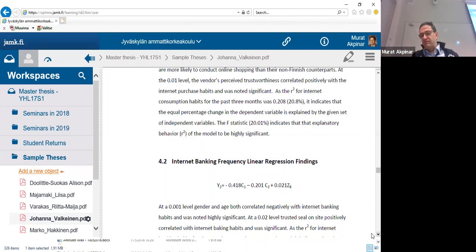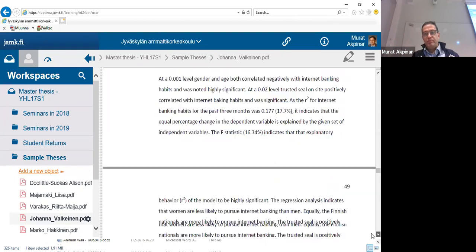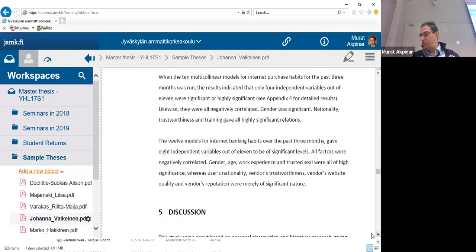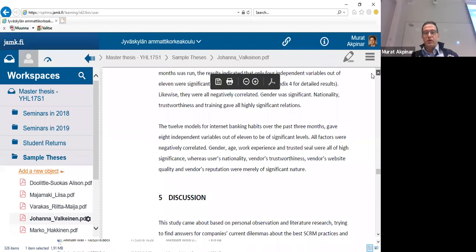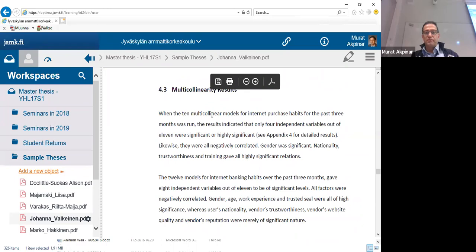So here, when we look at 4.1, which is so short, when we look at 4.2, which is even shorter, and when we look at 4.3, which is very confusing if you read it carefully. Now, let me read this 4.3. So, when the models were run, the results indicated that only 4 independent variables out of 11 were significant. Only 4 were significant out of 11.